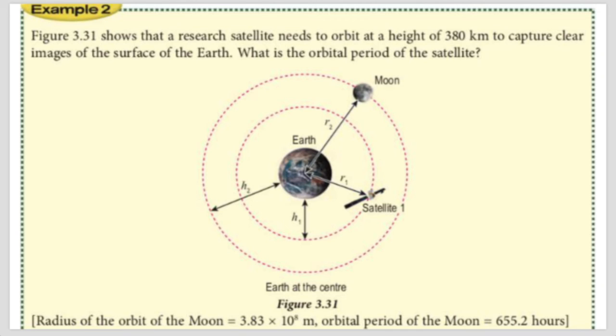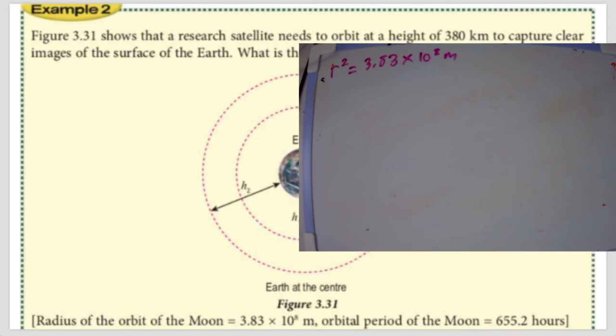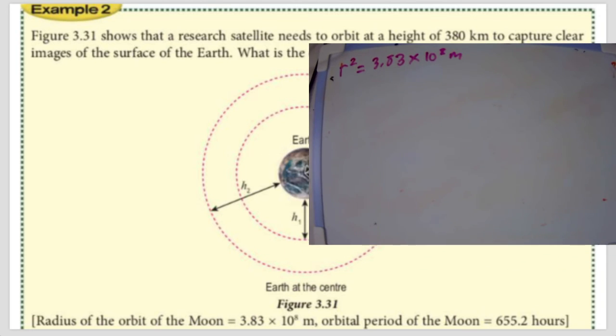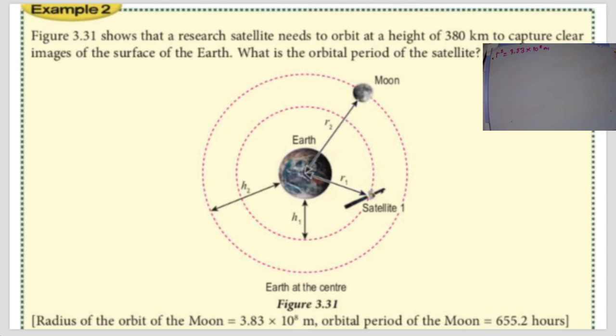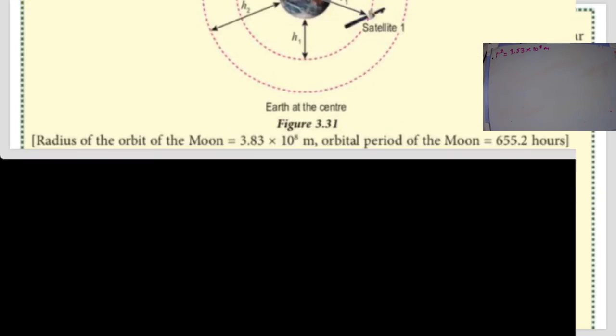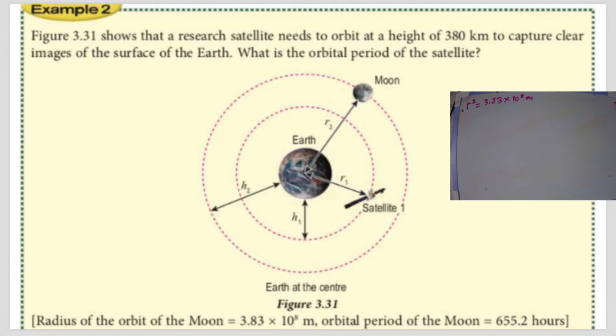Oh no, R1 is not given. I'm sorry. So R2 is stated to be 3.83 times 10 to the power of 8 meters. So write that down. Everything is always going to be written down. Let me just adjust that so that we can see everything better.